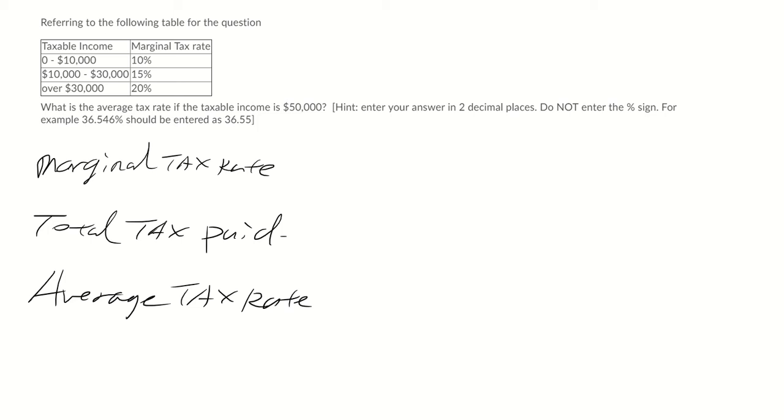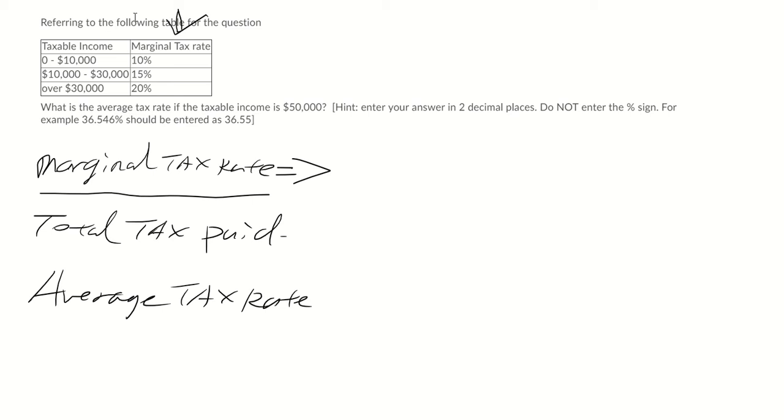First of all, the marginal tax rate is actually very, very simple. It is just the percentage that appears in the table here. If you remember the definition, the marginal tax rate is the change in your total tax paid divided by the change in your income. It means that for each additional dollar of income, how much of that dollar you must pay in taxes.